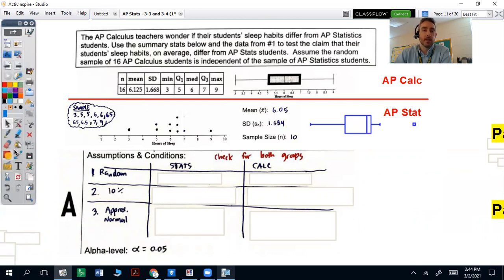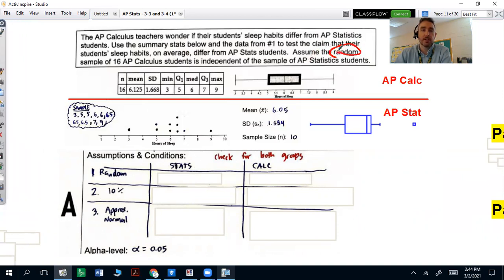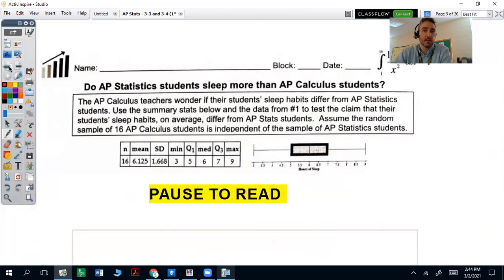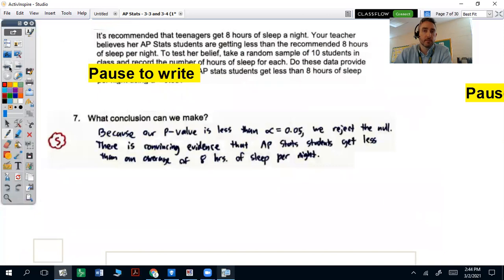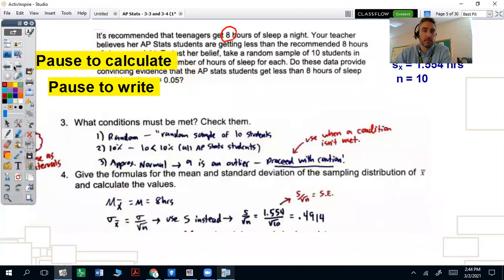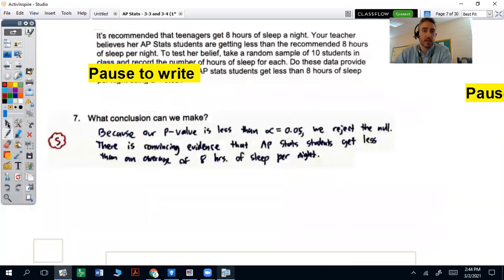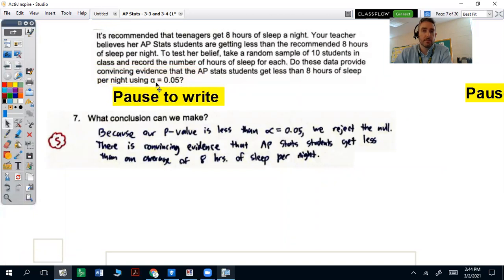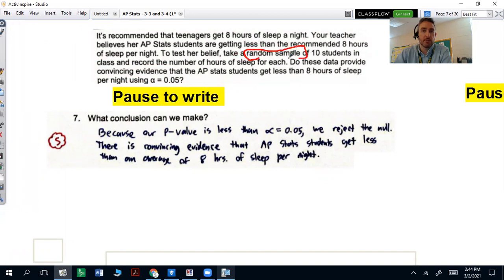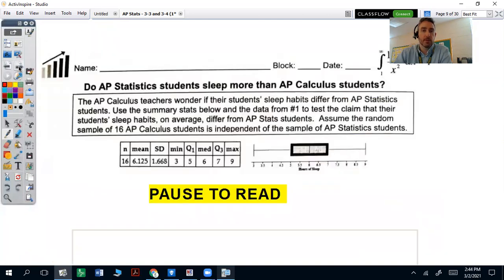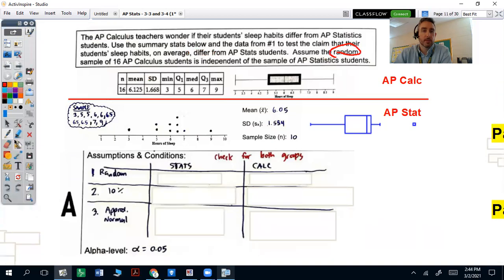So let's check for random. Is there a random? Well, it says assume the random sample of 16 calculus students is independent of the sample of AP stat students. So they say there's random in the calculus students. And if you go back to the problem for AP statistics, to test your belief, take a random sample. So we have randomness for both of those. So we check those off.